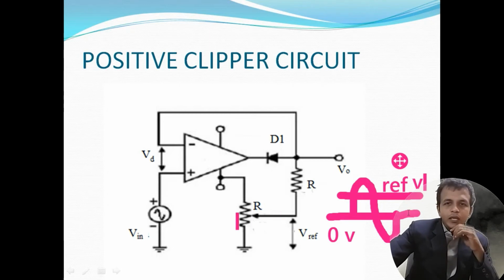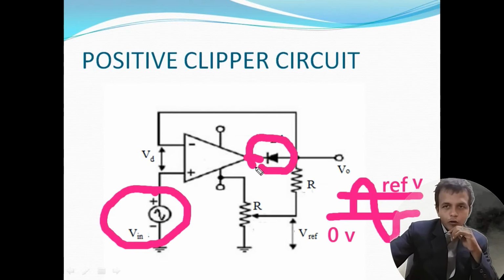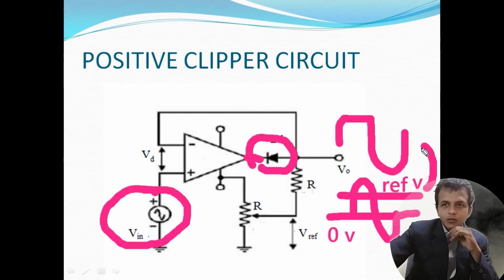When the input signal is less than the reference voltage, the output signal that comes out of the 6th pin of the operational amplifier makes the diode forward biased and it conducts. So the portion of the signal below the reference voltage appears in the output like this. It appears in the output, right? So this one appears.